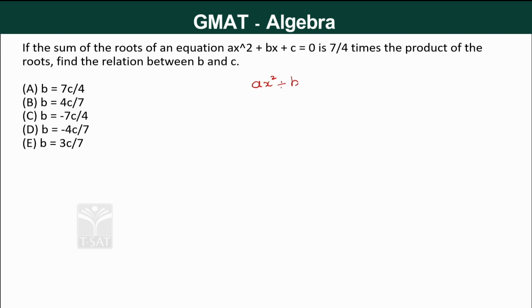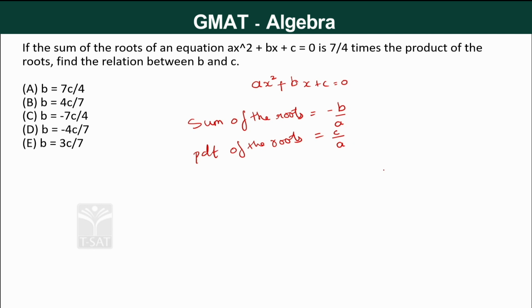We have ax square plus bx plus c. The sum of the roots will be equal to minus b by a, and the product of the roots is equal to c by a. This is our standard definition for sum of the roots and product of the roots. Now let's look at the question.